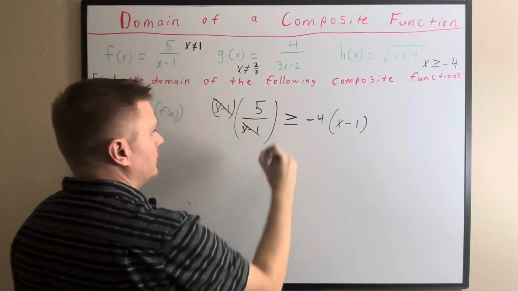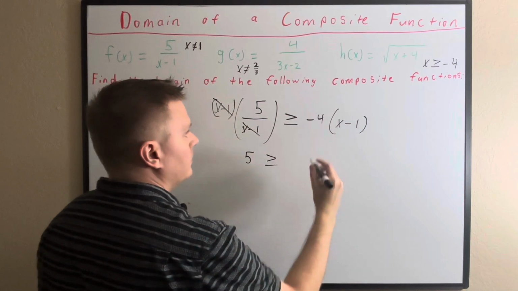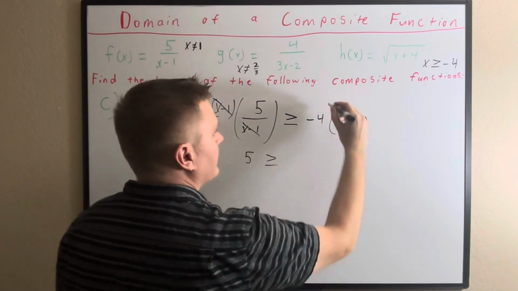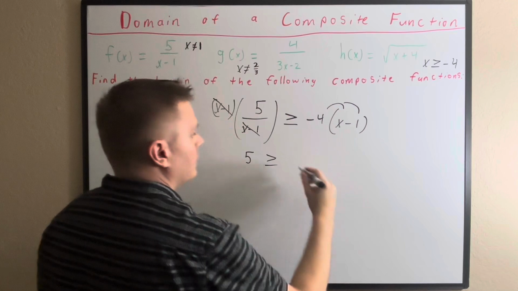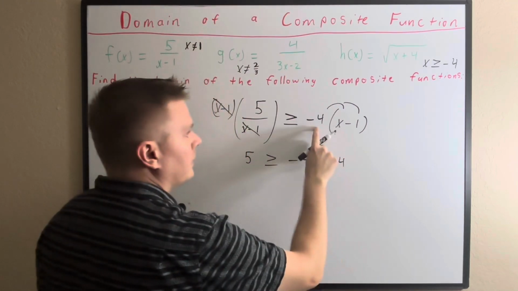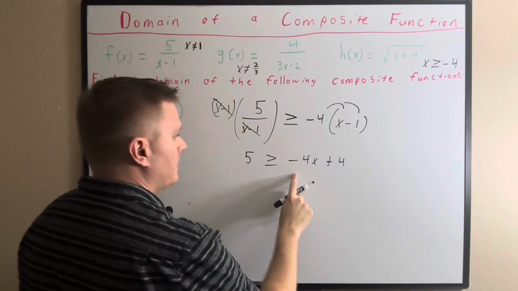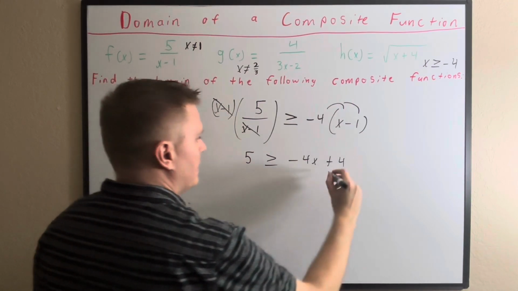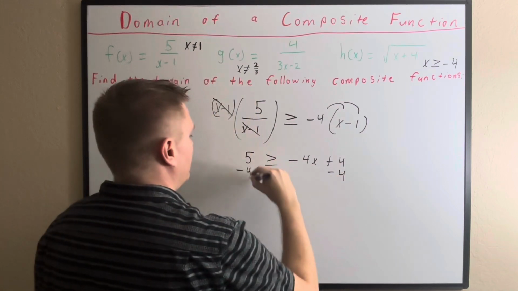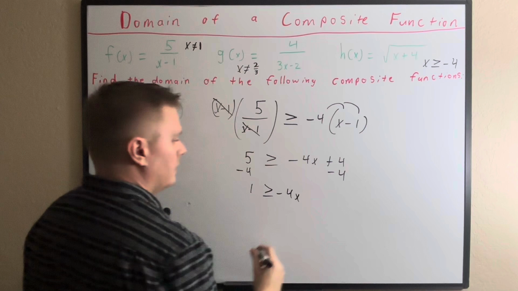It's always good to mark that in your mind. Okay, negative 4 times x minus 1. Remember to distribute. Negative 4x plus positive 4, right? Negative 4 times negative 1 is positive 4. Okay, now what? Subtract by 4. 1 is less than or equal to negative 4x.